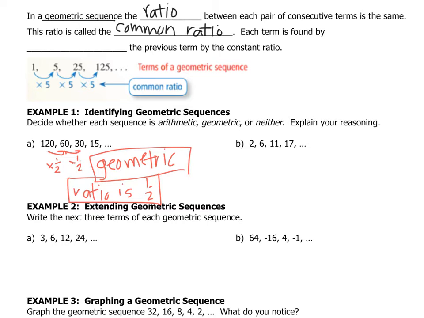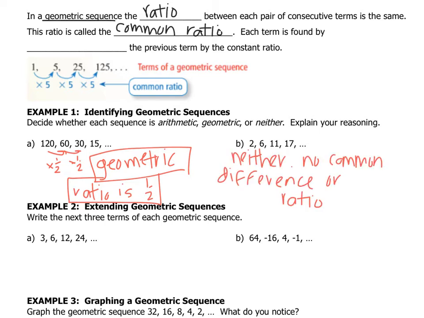Now in letter B, it's definitely not being multiplied by the same number, but is it arithmetic? So it looks like it's not, because it would be +4, then +5, then +6. So it does have a pattern, but it's not arithmetic or geometric. Because we can probably use the pattern to find the next term, but that's not what they're asking about in this example. So I said it's neither, and the way that I described it was that it doesn't have a common difference or a common ratio. So it's not arithmetic and it's not geometric.